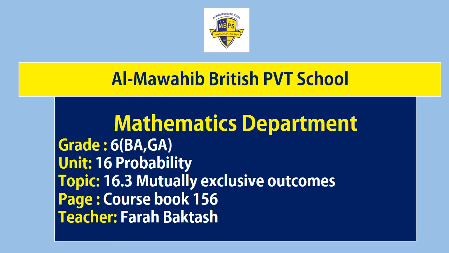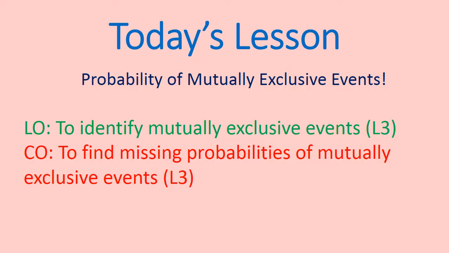Today, inshallah, we will continue on unit 16, probability lesson 16.3, mutually exclusive outcomes. You can follow this in your course book, page 156. Our objectives today: to find mutually exclusive events and to find missing probabilities of mutually exclusive events.